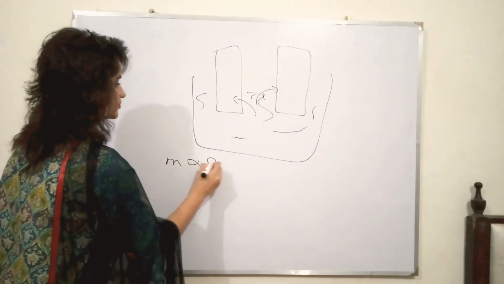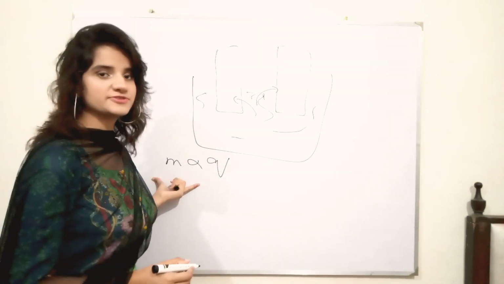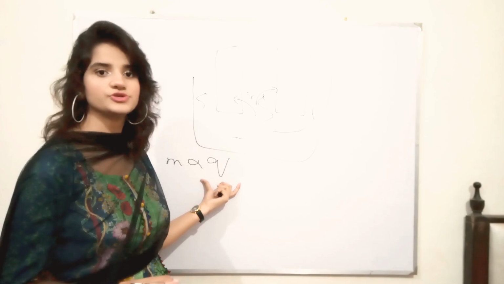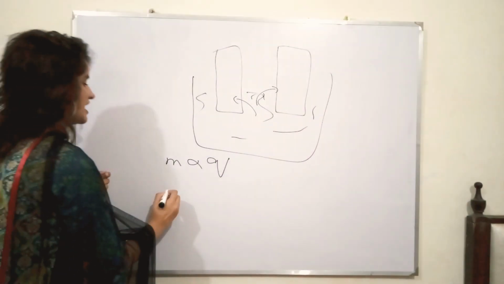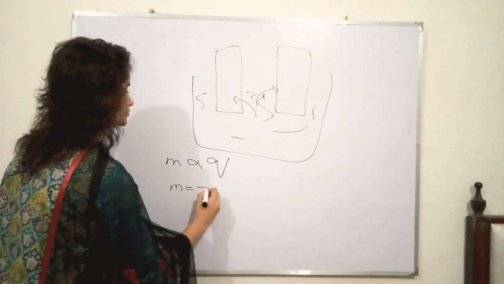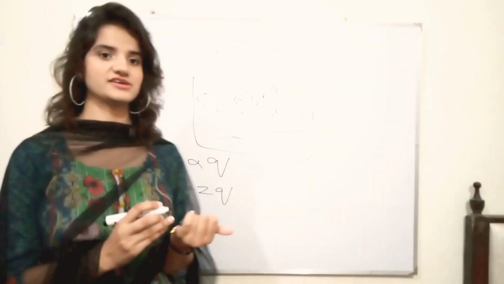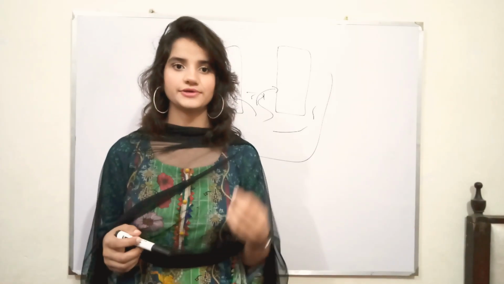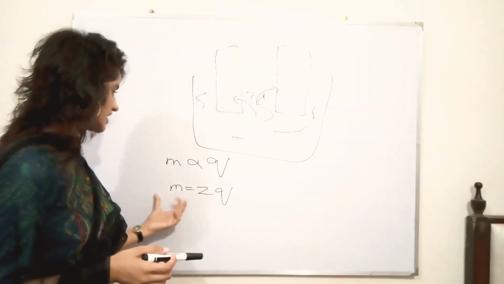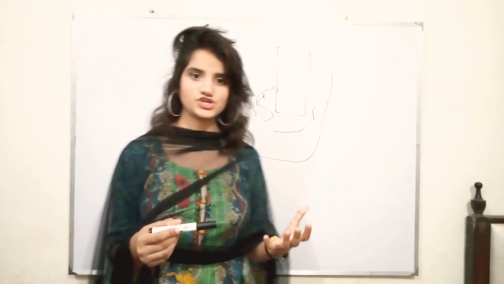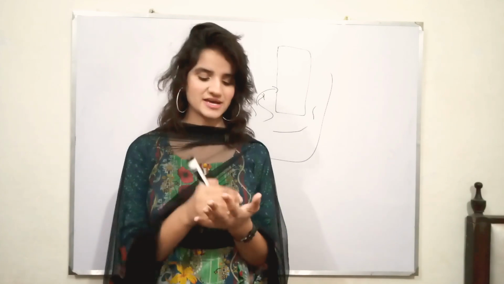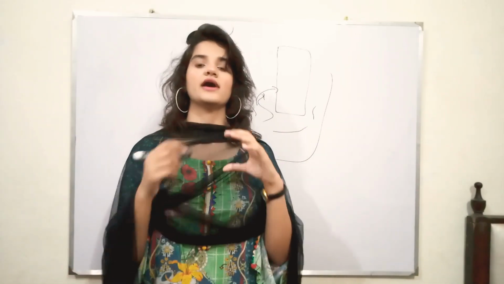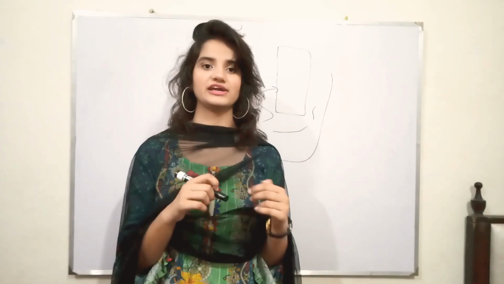So according to that, the mass of substance M is directly proportional to Q. The mass of substance would be directly proportional to the quantity of charge produced at that area. If we add a constant here, M is equal to ZQ. Here Z is the electrochemical equivalent, I is the current which passes through in time T, and Q is the charge which is being produced at the electrolyte.